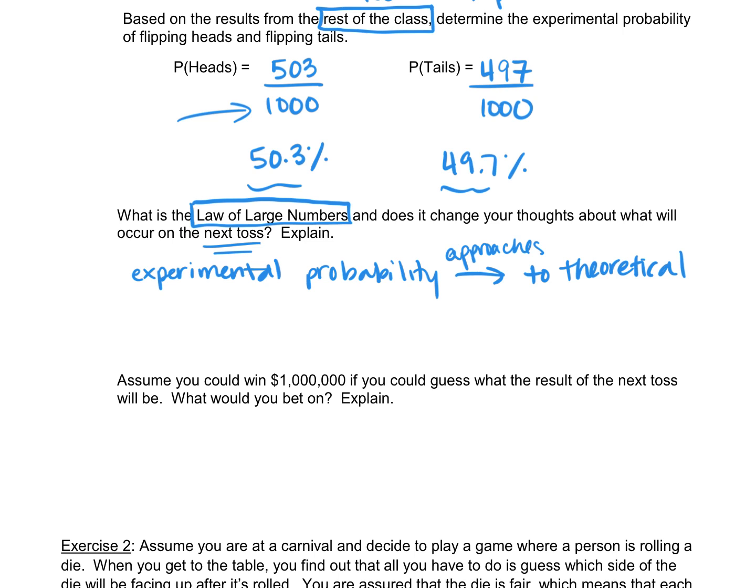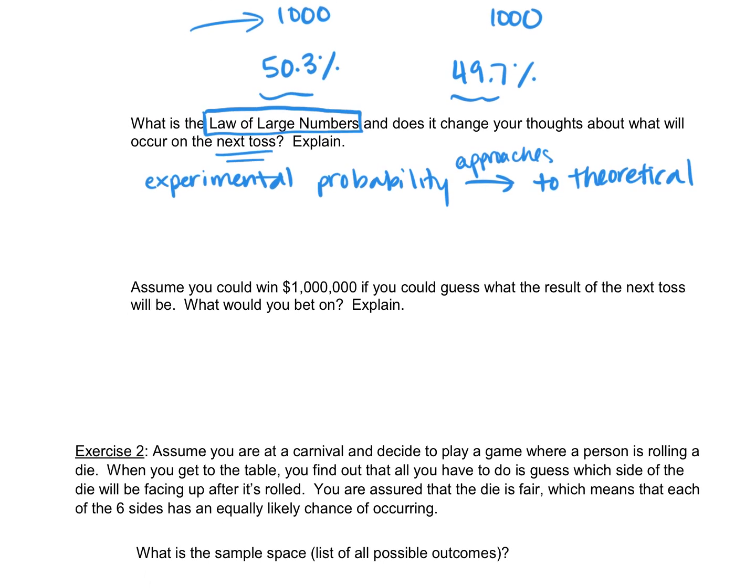So you can't really say what's going to happen. Even if you got a whole bunch of heads in a row, you can't necessarily tell that the next one would be tails. So when you look at this next question, and assume you could win $1 million if you could guess what the results of the next toss will be, what would you bet on? Really, it's a 50-50 chance. Again, even if it was heads, heads, heads, heads, heads, like you had so many heads in a row, each one has a 50% chance of happening, heads or tails, so you can't really guess what's going to happen next.